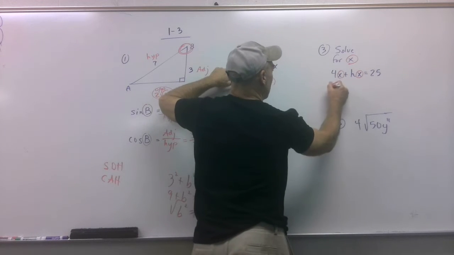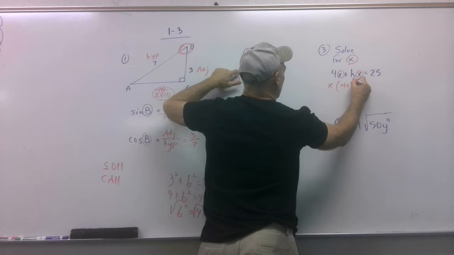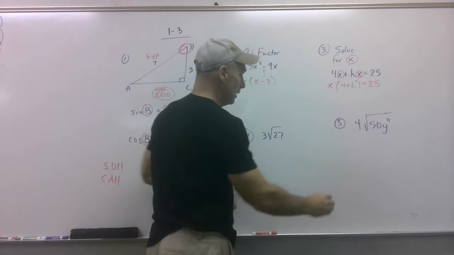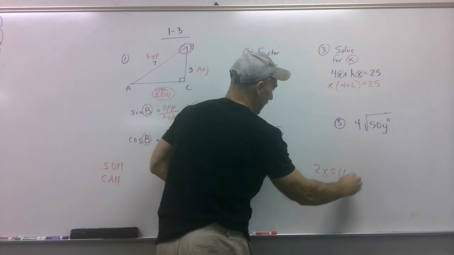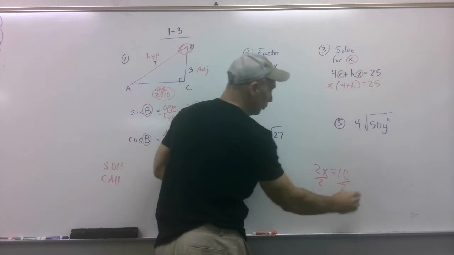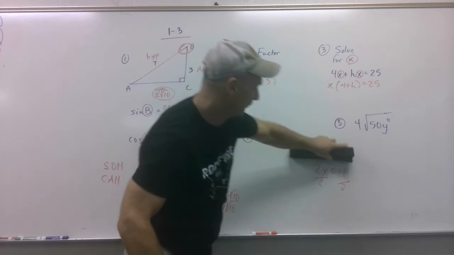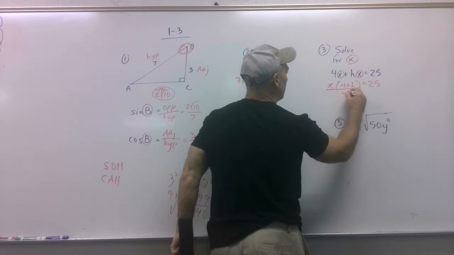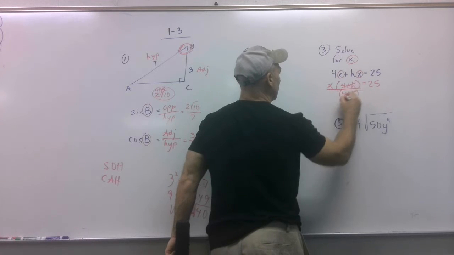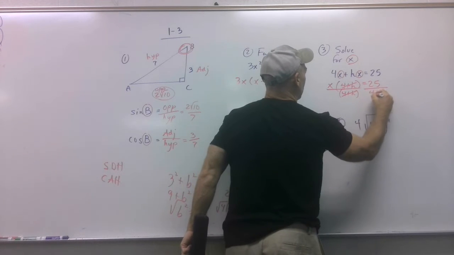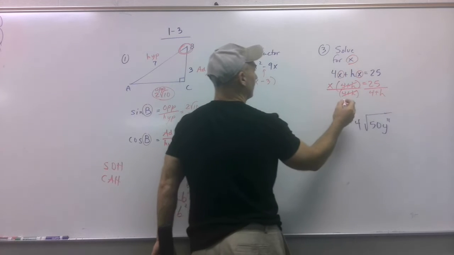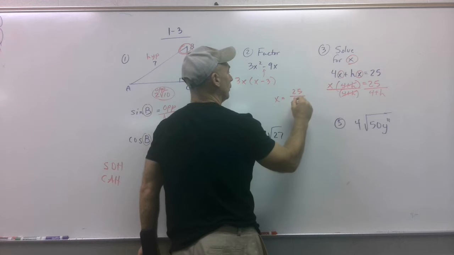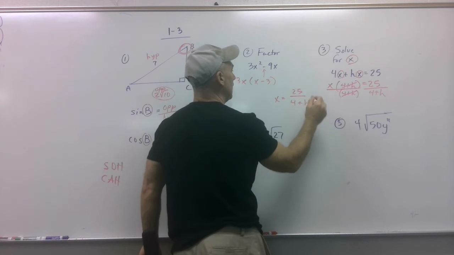Okay, you're going to factor an x out. You're left with 4 plus h equals 25. Weird looking, I know. But if you had 2x equals 10, wouldn't you just divide both sides by 2? You guys have been doing that forever. So this is just harder. We need to get rid of this. So we're going to divide by 4 plus h. That would cancel. And then over here we divide by 4 plus h. So what's x? x is 25 all over 4 plus h.